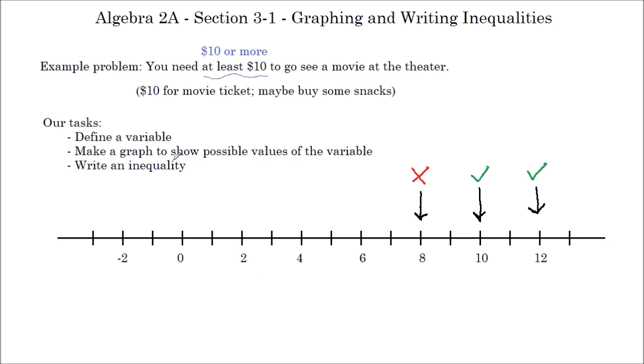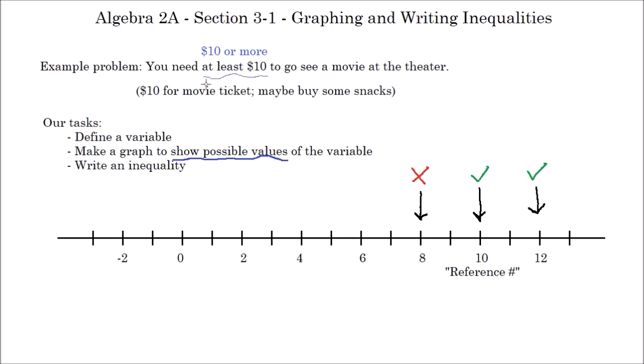So in order for me to show possible values, I don't want to have to tell somebody, well, hey, how much money could you have? Well, you could have $10, or you could have $11, or $12, or $13, or $14, or $15, or $16. I could go on for a long time. Instead of trying to tell you all the dollar amounts, it might be easier just to show you on a graph the possible amounts there. So that's what the graph does, it gives us a visual. We don't have to tell you all the possible numbers, but it shows the possible numbers.